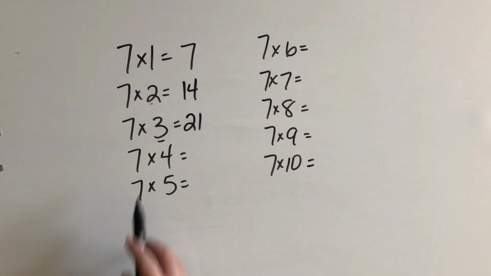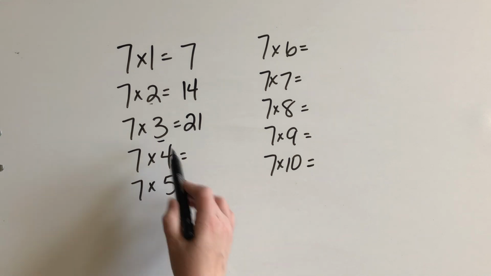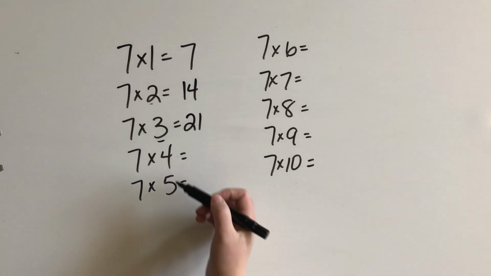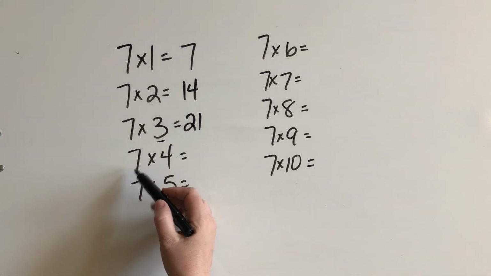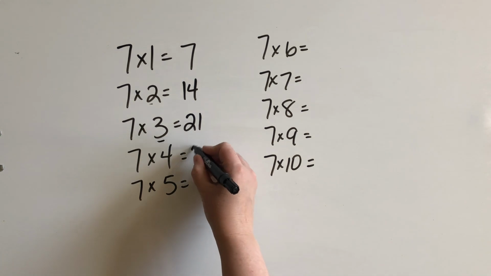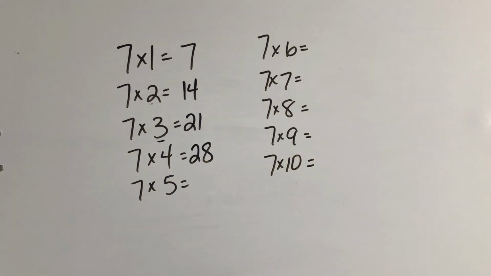For 4 times 7, or 7 times 4, remember that it doesn't matter which order the factors are in. So we just solved this one. I'm going to think the double of the double. So the double of 7 is 14. The double of 14 is 28.